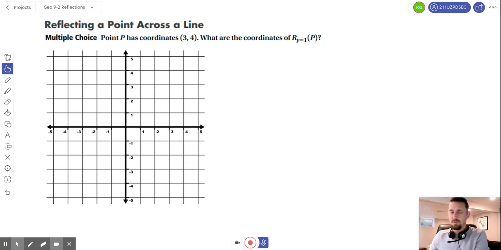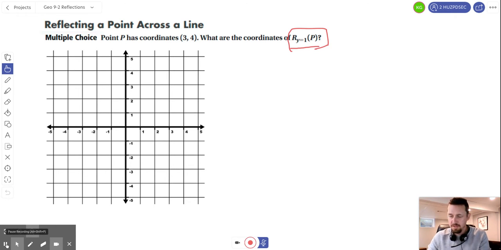All right, so let's look at how we do these reflection problems. Here we've got a question that's multiple choice. We don't have the options up here yet, but we'll get there. Point P has coordinates 3, 4. What are the coordinates of R sub y equals 1 of P? So we have to understand what that means.